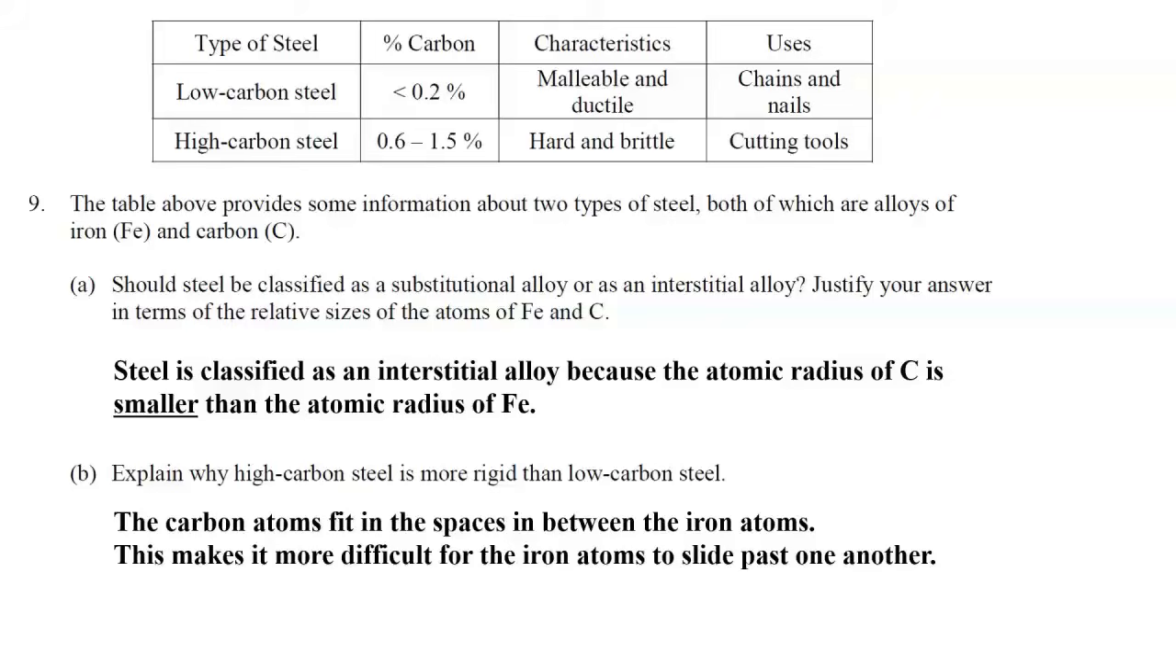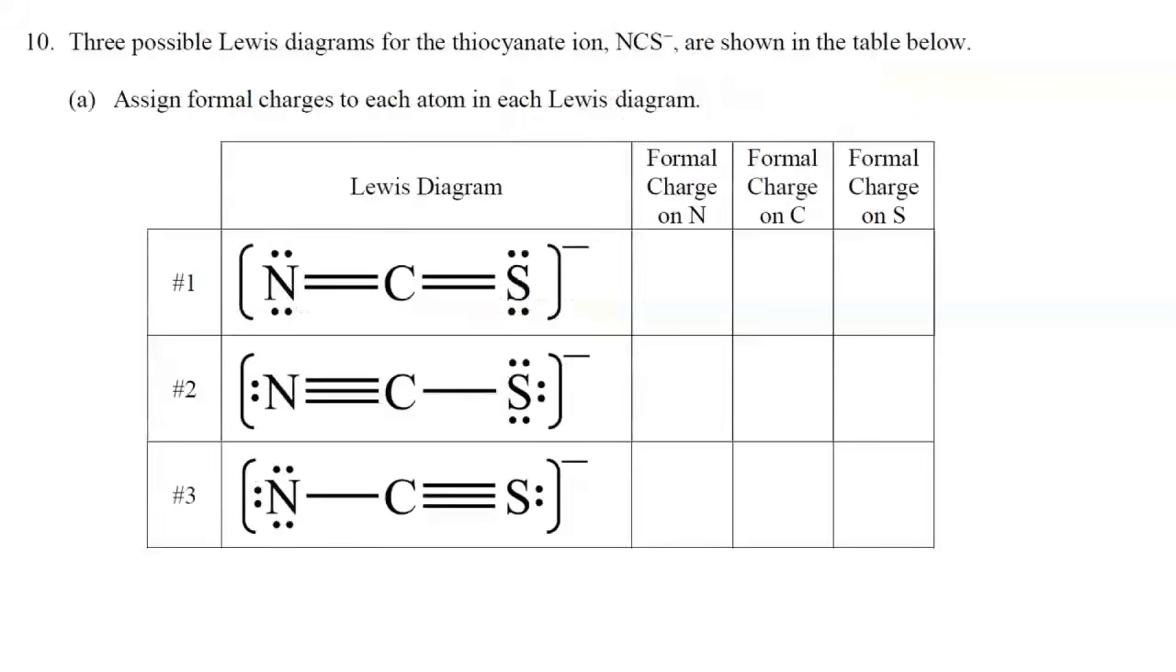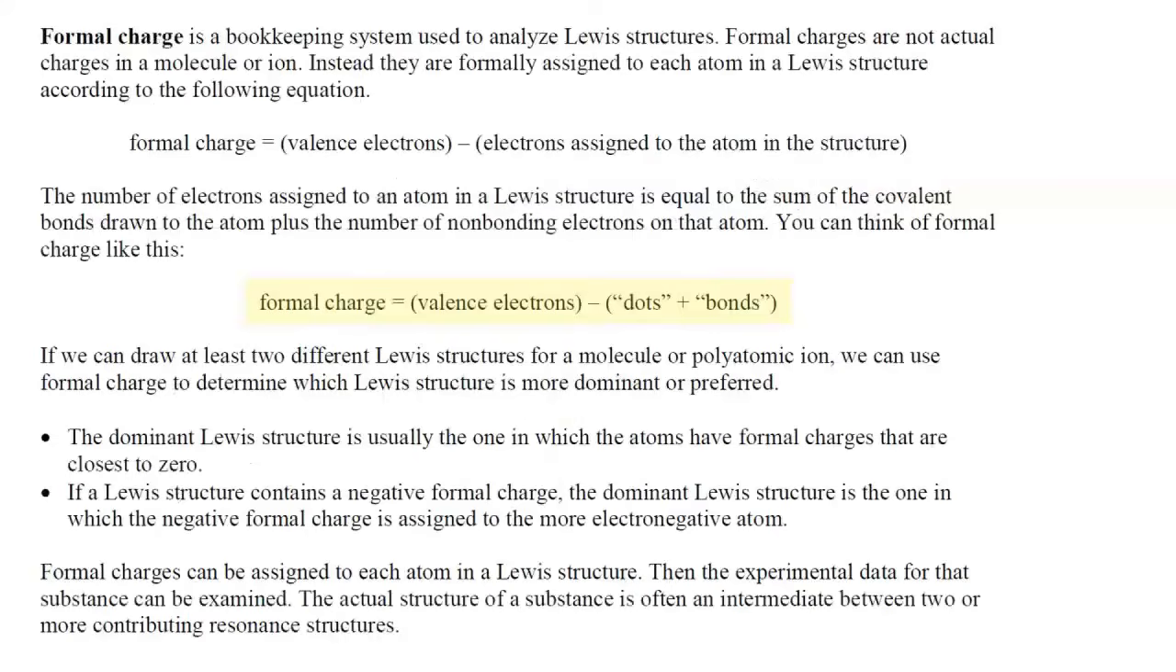All right, let's take a look at question 10. Three possible Lewis diagrams for the thiocyanate ion, NCS-, are shown in the table below. Part A. Assign formal charges to each atom in each Lewis diagram. Remember that the formula for calculating the formal charge is valence electrons minus the total number of dots and bonds.